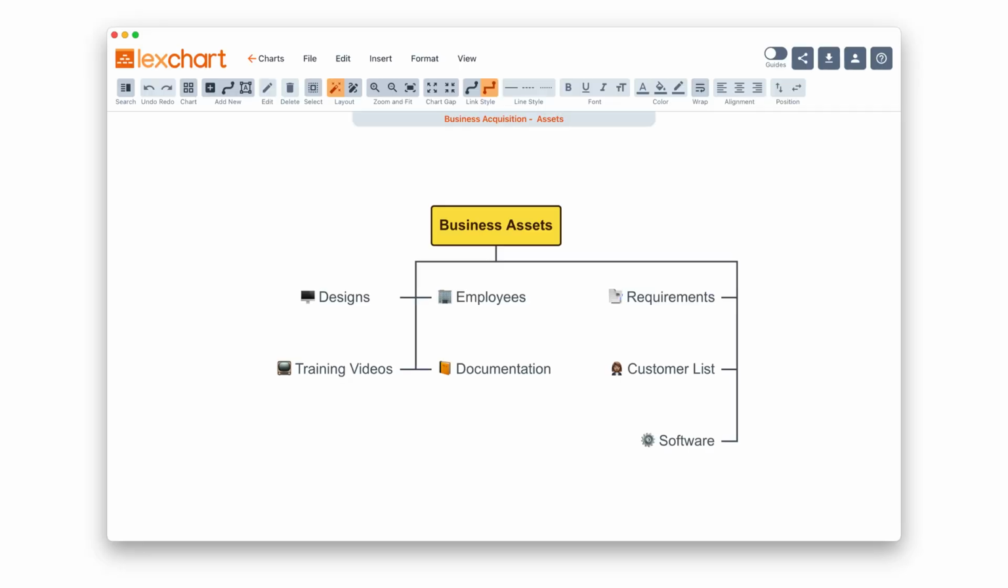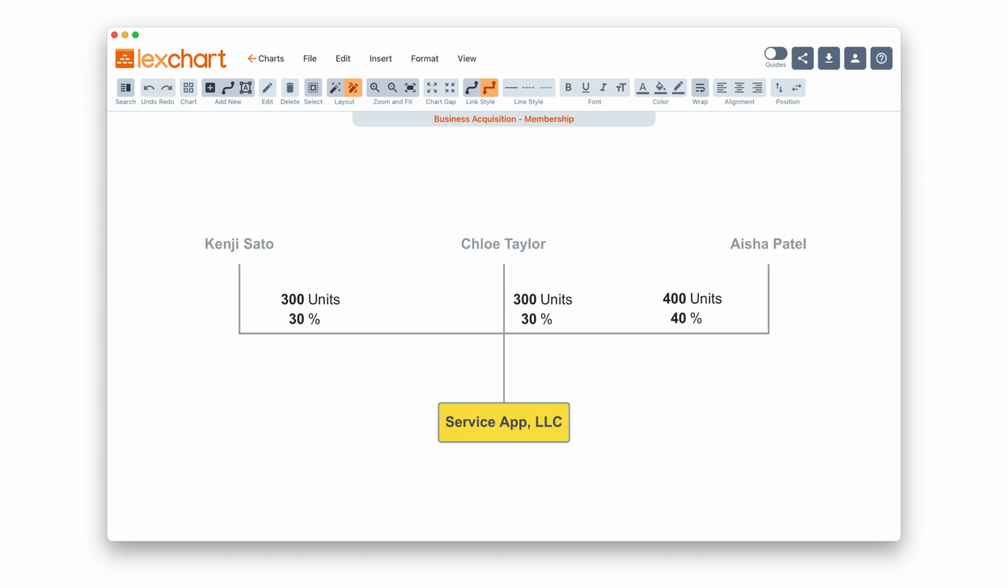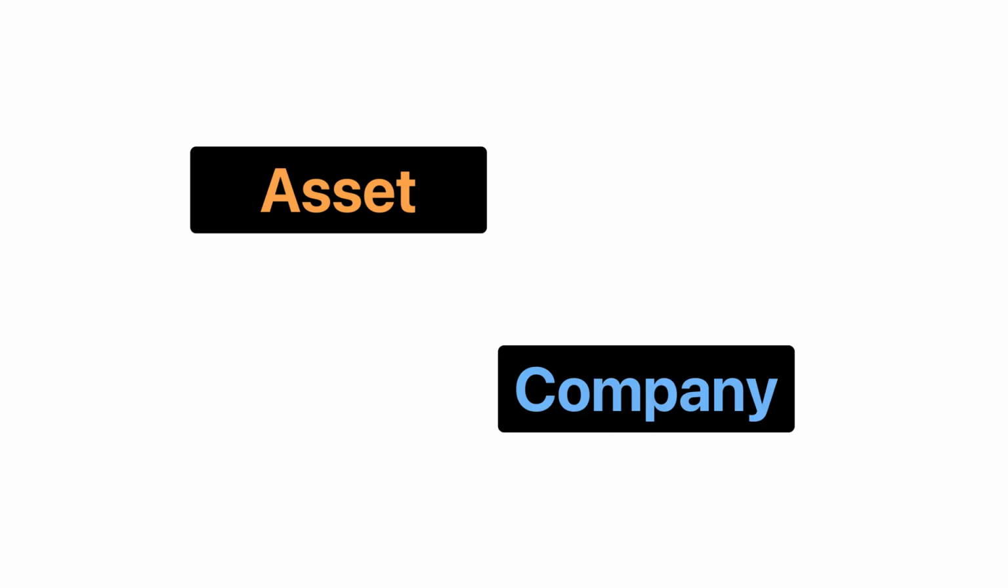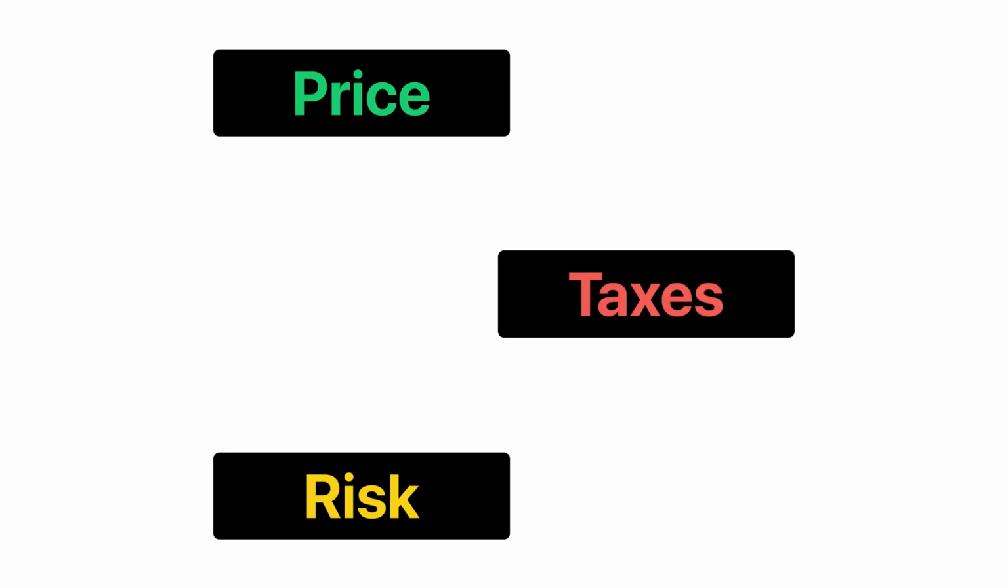You can buy the assets underlying the business, or you can buy the shares of the legal entity that owns those assets. Business acquisitions are structured as either an asset purchase or a company purchase, also known as a stock purchase. The choice influences price, taxes, and risk.